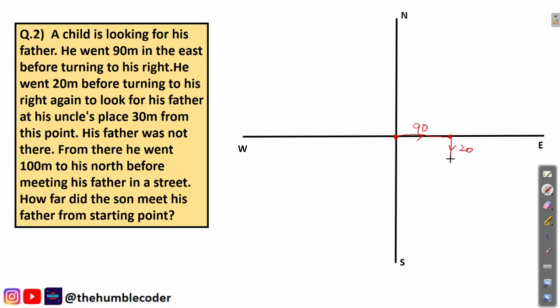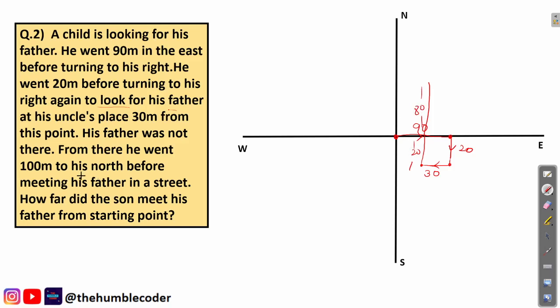Then after that he turns to his right again. So the right will be in this direction. So to look for his father at his uncle's place, 30 meters from this point. So his uncle's place is what? 30 meters from this point. His father was not there. From there he went 100 meters to his north before meeting his father in a street. So from here he went 100 meters. So 100 meters will be somewhere here. So first of all 20 over here, then 80 over here.